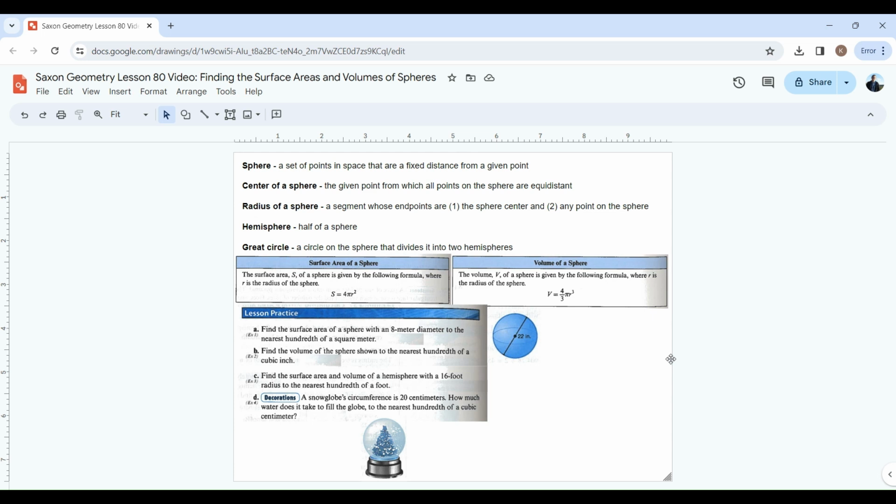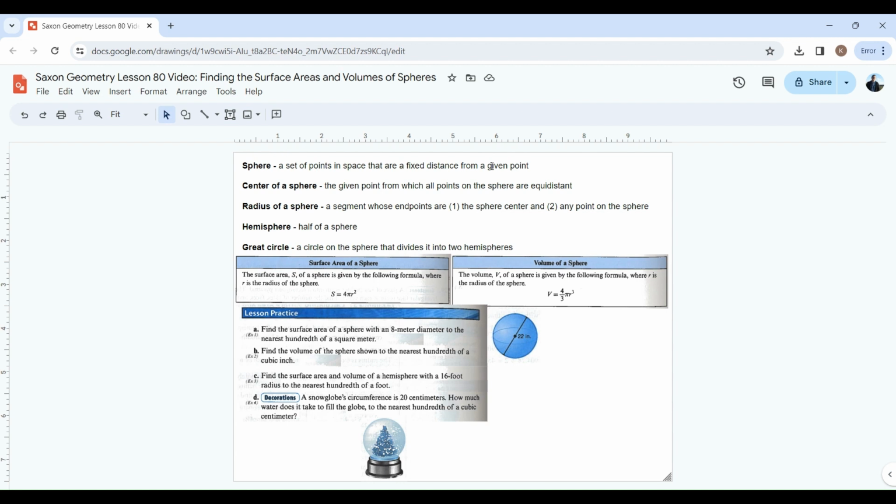Hey, geometry students. In this lesson, we're going to be talking about spheres. A sphere is simply a set of points in space that are a fixed distance away from a given point. That's the geometric definition. Interestingly, when you ask people for their definitions of sphere, a lot of people will say that a sphere is the set of points that are less than or equal to a fixed distance. Or, in other words, they describe a solid sphere.